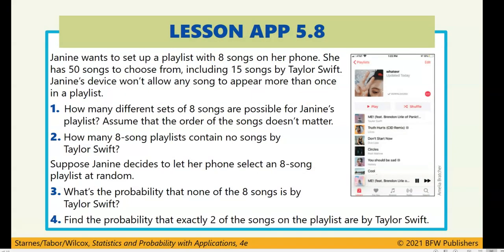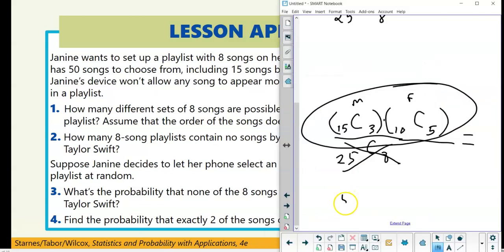Okay, so Janine wants to set up a playlist of 8 songs on her phone. She has 50 songs to choose from, including 15 songs by Taylor Swift. Janine's device won't allow any song to appear more than once in a playlist. It's important. How many different sets of 8 songs are possible for Janine's playlist, assuming that the order of the songs doesn't matter? So you've got different sets of 8 songs. So 50 choose 8. You type that in your calculator and see what you get.